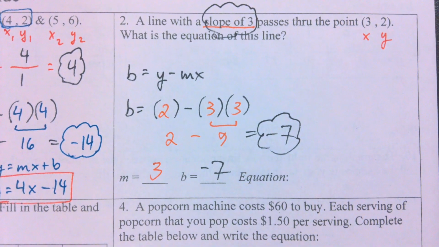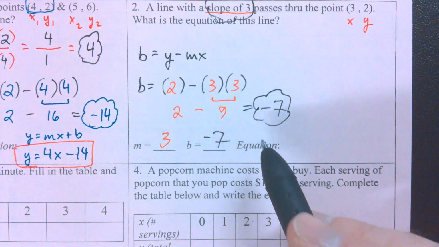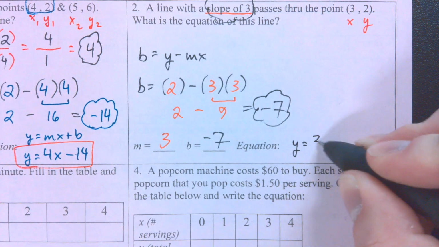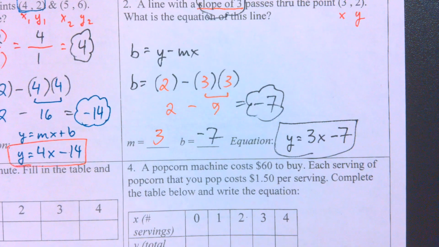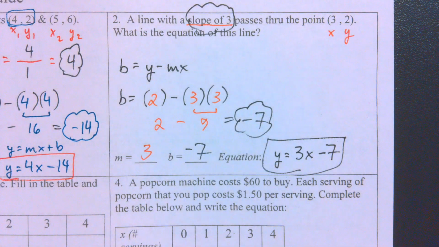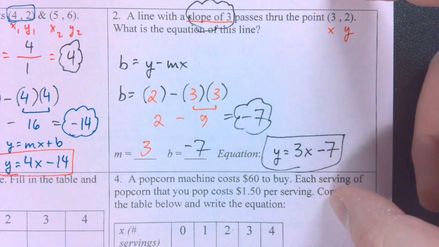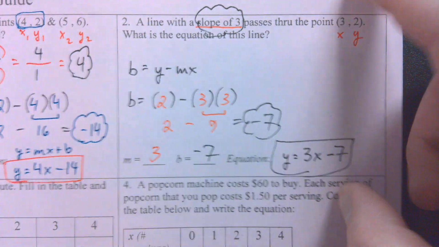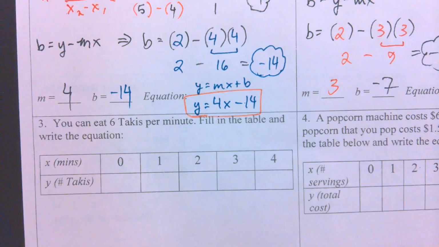This was method 2 again. So if m is 3, b is negative 7, my equation is y is equal to 3x minus 7. Just plugging them in, m for m, b for b. Question? Sure. All right. Questions I can answer about number 2? Thumbs up if that sounds good to you. Okay, 3 thumbs up. That's all right. I'm assuming there's more.